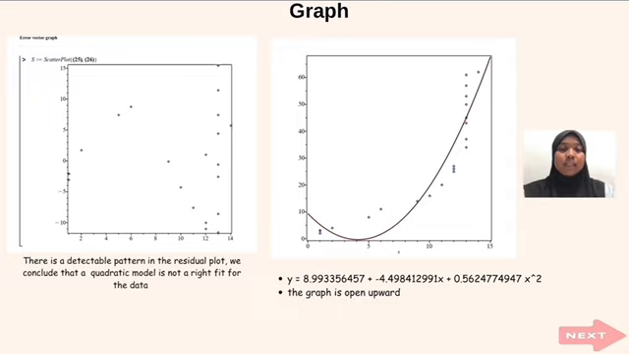As you can see, the graph opens upward, and since there is a detectable pattern in the residual plot, we conclude that a quadratic model is not a right fit for the data.